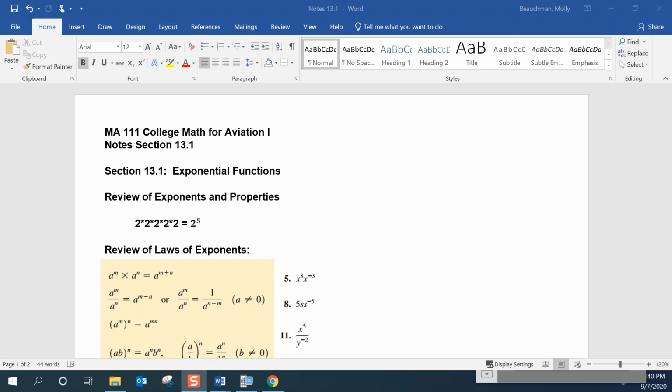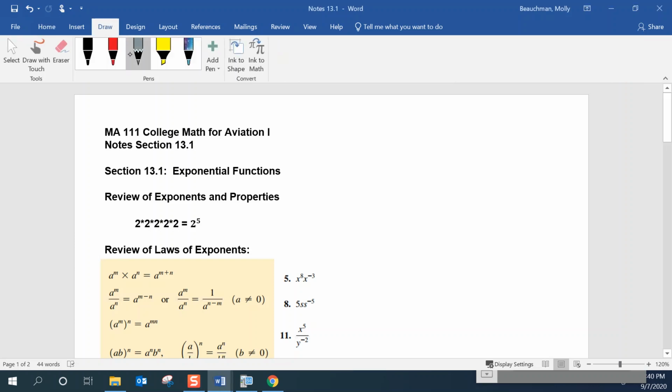In this video, we're going to take a look at exponential functions. This is section 13.1. So before we take a look at exponential functions, we're going to review exponents and properties of exponents. So what is an exponent? Basically, an exponent is a shorthand way to write multiplication of the same number over and over again.